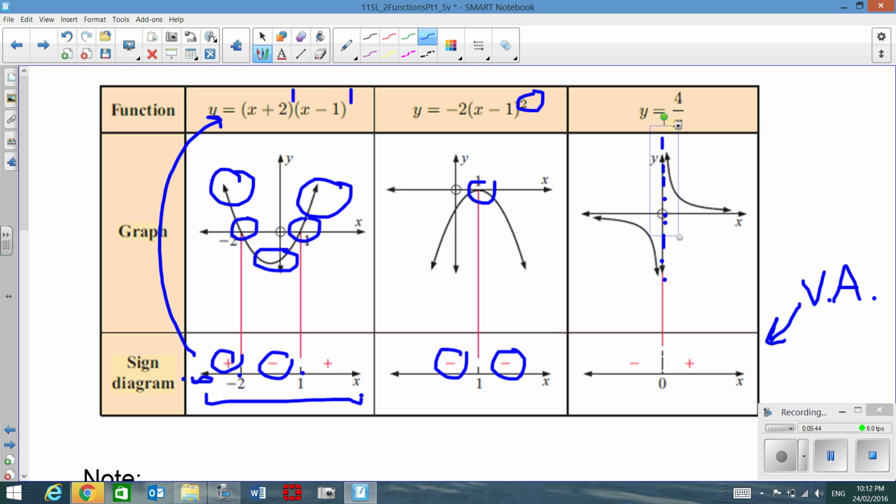So if we take a test value below 0, we'll get a negative y value, and if we take a test value above 0, we get a positive y value. So that helps us to figure out where our graph is going to curve for this rational function. And we'll be working on rational functions in more detail in the next few days.